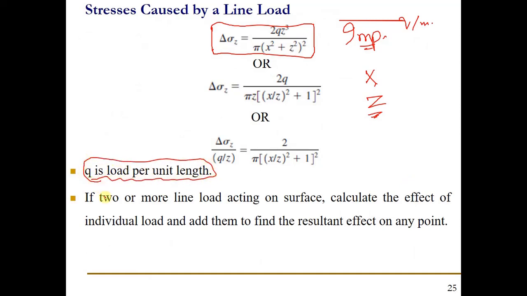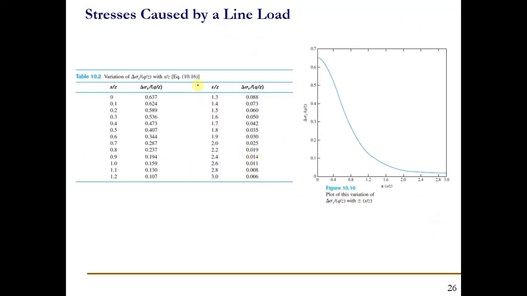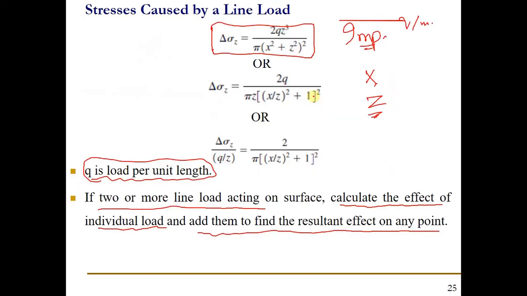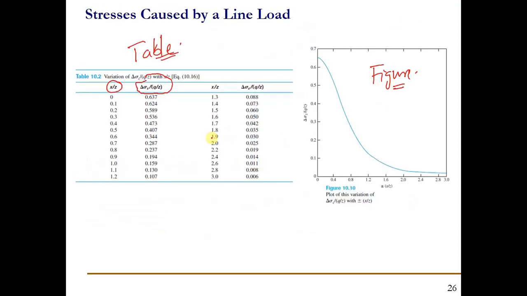What is q? Q is load per unit length. If two or more line loads are acting on a surface, we need to calculate the effect of individual load, and we add them to find out the resultant effect on any point. We can use a table as well to find out delta sigma z divided by q by z, or we can use this figure as well to find out delta sigma z divided by qz, for plus minus x by z values.